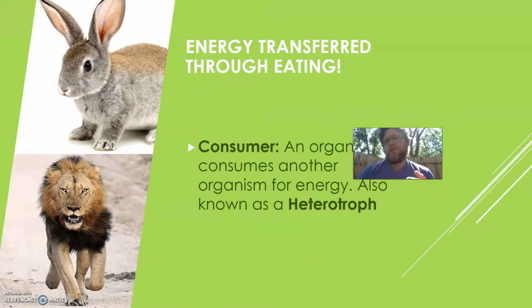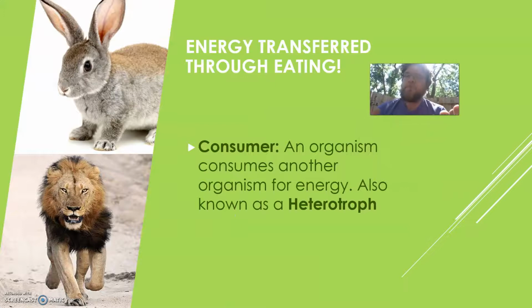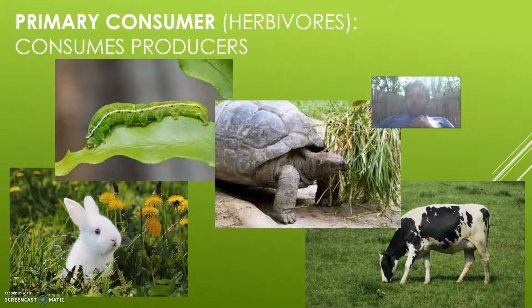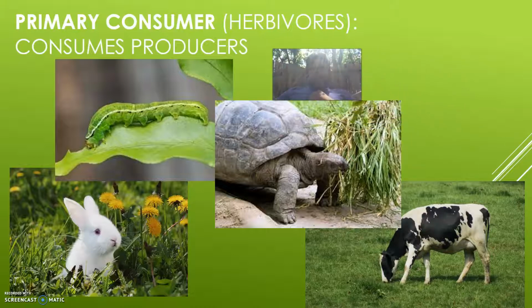Once that energy is captured from the sun and stored in a producer, that energy gets transferred just through eating. Anything that eats another organism we call a consumer. We can also call it a heterotroph, so it consumes another organism for food. And we can break down consumers into a couple of different categories.